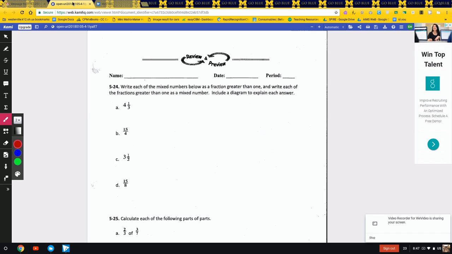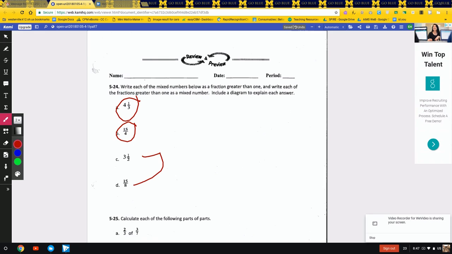Okay, just for tonight's homework, 5-24 through 5-28. Similar to the previous review and preview, we're changing our mixed numbers into improper fractions. So our mixed number looks like this, and improper fraction looks like that. Same thing here. You've got a mixed number, and you want to make it into an improper fraction.